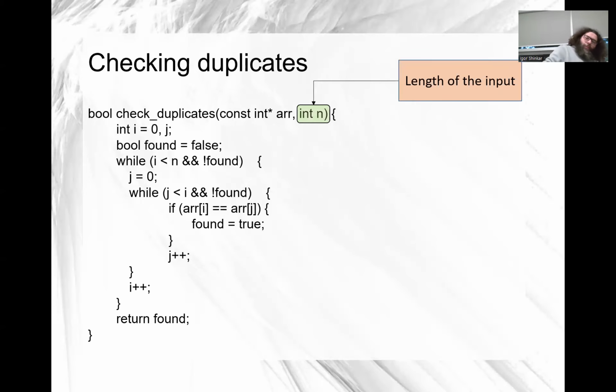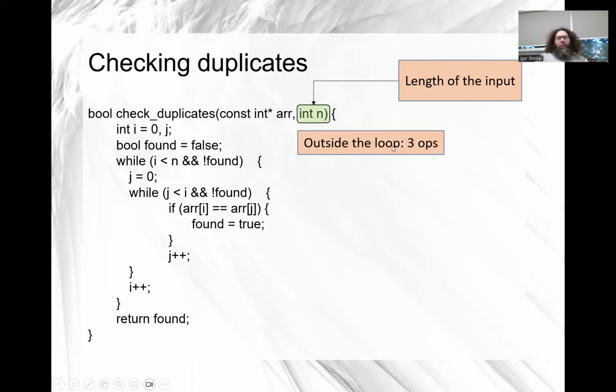Okay, let's see. So on input of length n, here's what it does. There are three operations outside: maybe i equals 0, declare j, and set found to be false. For the outer loop, we check that i is less than n, check that found is false, set j to be 0, and increase i. So that's four operations times n, because i goes from 0 up to n minus 1, so we have 4n operations.